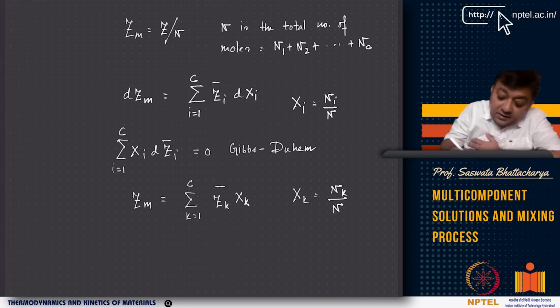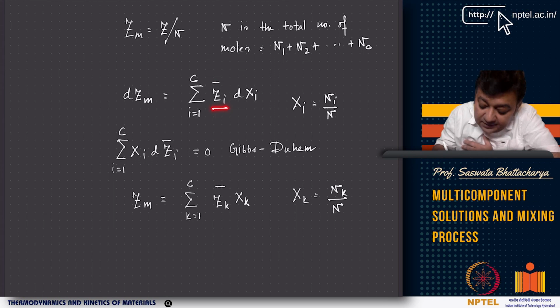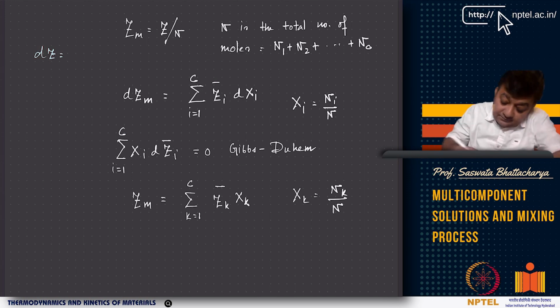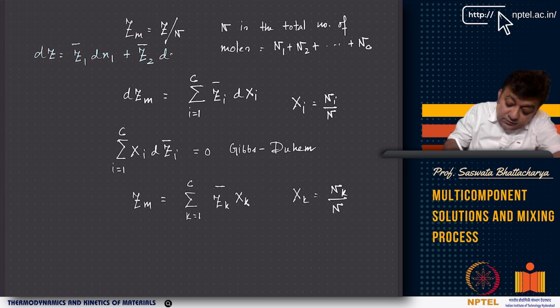Now, as we know, the molar property Zm equals Z by N, where N is the total number of moles, right? And dZm is the sum of Zi bar dxi. Now, why is it dxi? Because dZ equals Z1 bar dn1 plus Z2 bar dn2.